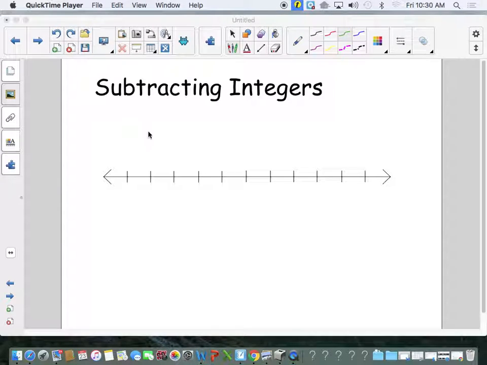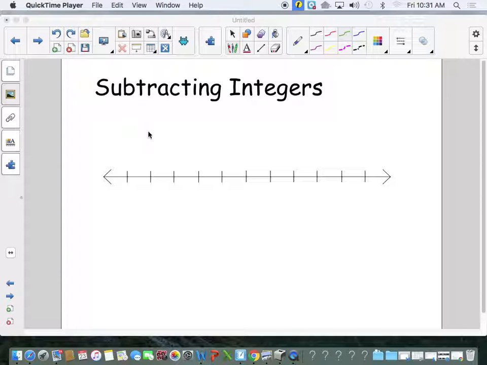Okay, the video that I am going to do for you today is about subtracting integers, but that's actually just the review part. We are going to take subtracting integers and apply it to order of operations and different grouping symbols like PEMDAS and fraction bars.